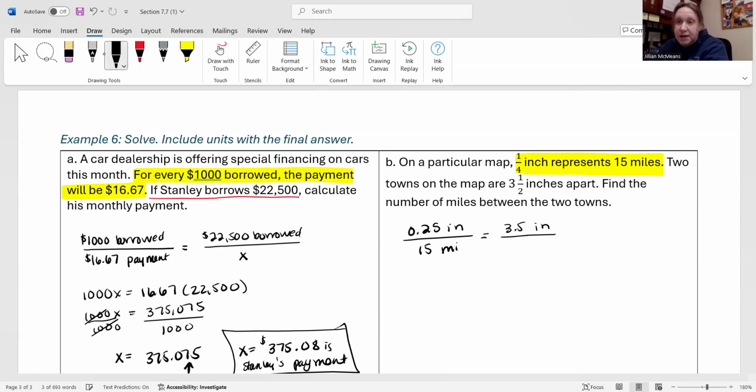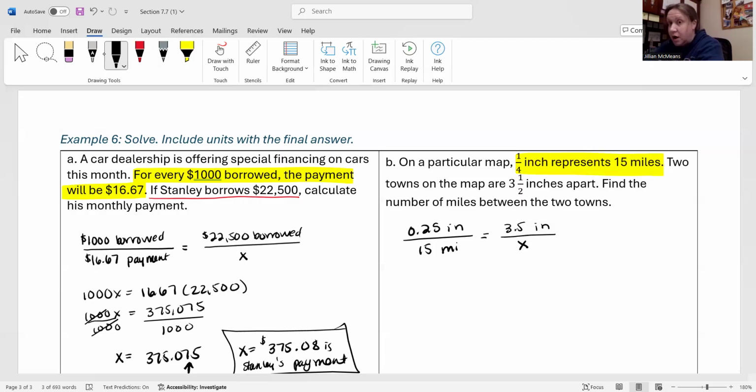Now, in both of these cases, the 1/4 and the 3 1/2, I wrote them as decimals because the decimals are easier to work with. And I can do this because these are decimals that terminate. If we had like 1/3 or 2/3, we would have to work with the fraction there. All right, so we have 0.25 inches over 15 miles equals 3.5 inches over x, x being the number of miles between these 2 towns.